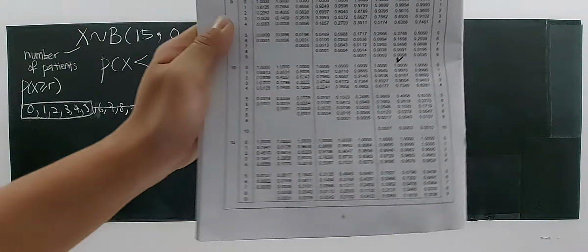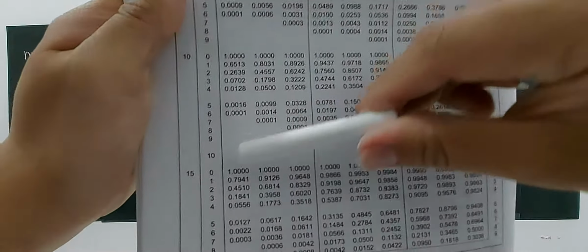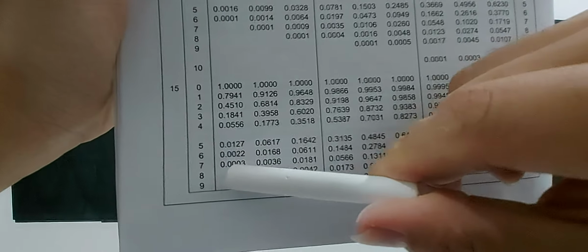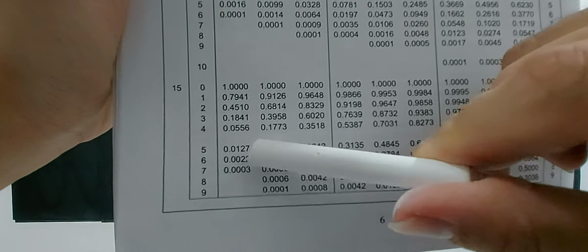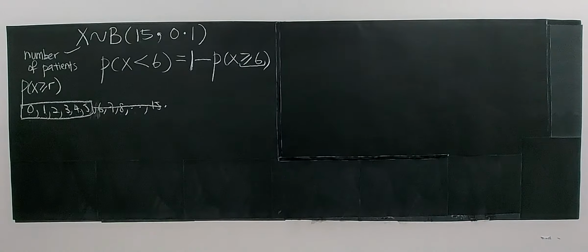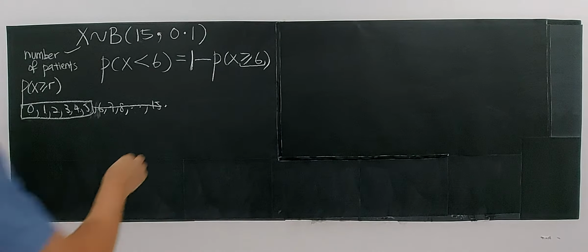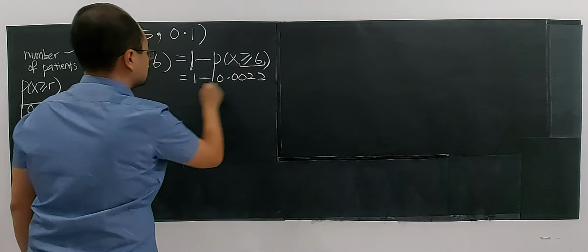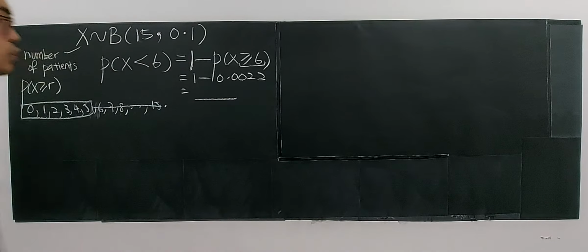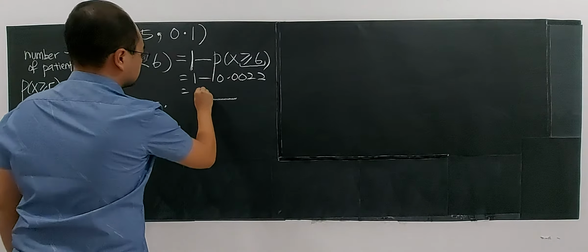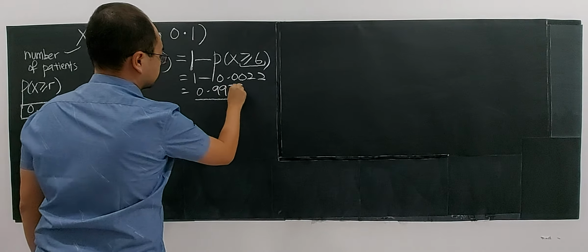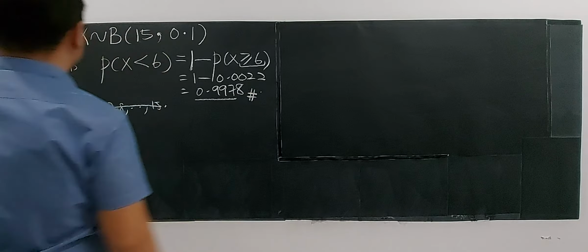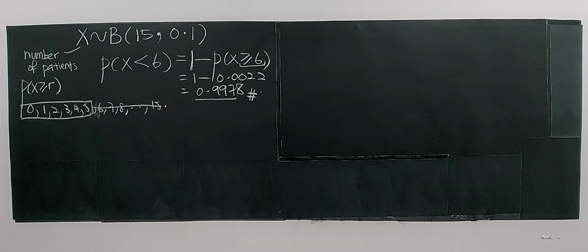So look at the value here. For 15, 0.1, 6, the value is 0.0022. So 1 minus 0.0022 gives you your answer, which is 0.9978. So that's your answer. Very simple, right? This is the binomial distribution.